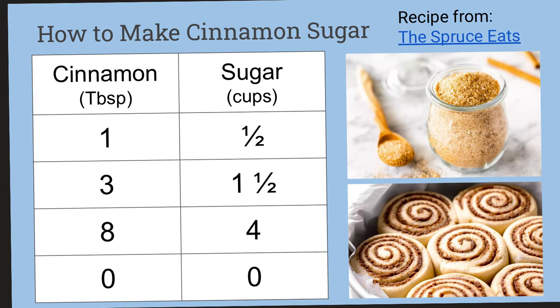All right, on the next couple slides, we're going to look at a recipe for making cinnamon sugar found on the Spruce Eats website. We're going to look at a table and see if from the table we can tell if the relationship is proportional.